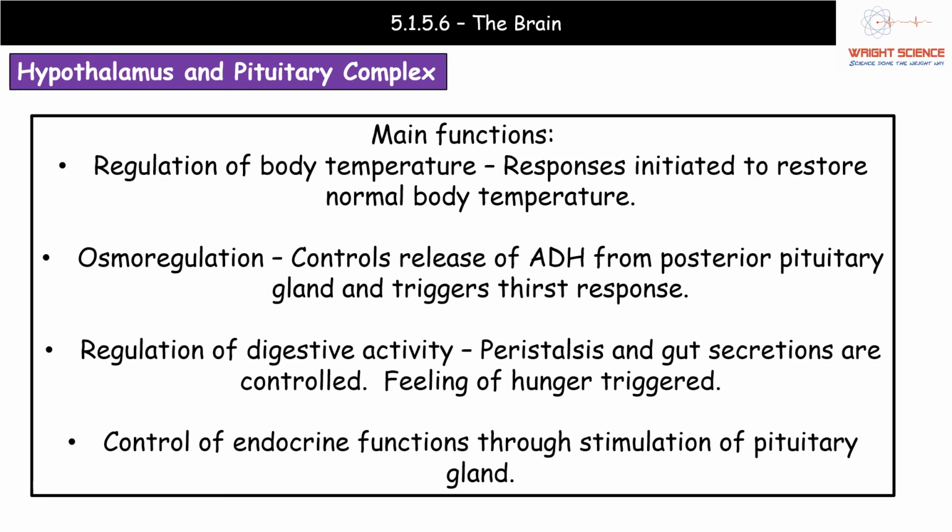In terms of the main functions, what we find: regulation of body temperature, so we've already discussed that in a previous video. We need osmoregulation. Again, go back to that link with our kidneys, all to do with ADH from the posterior pituitary gland. It's all about regulation of digestive activity, so peristalsis and those gut secretions, that feeling of hunger, all controlled through our hypothalamus there. And obviously the control of various other endocrine functions through that stimulation of the pituitary gland, which releases a range of different hormones.